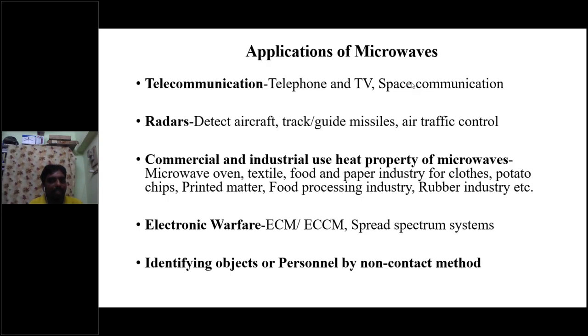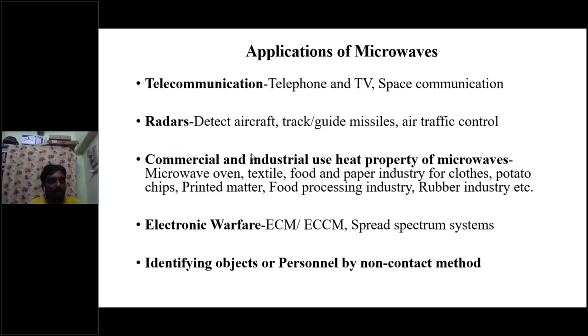And this space communication will take greater than 2 megahertz for ground wave propagation and sky wave propagation, and these are all the cases we are propagated. And next, using for radars: when we are designing one radar in the form of CW radar, FMCW radar, or MTI radar, for all the cases we can detect aircraft, track and guide missiles, and air traffic control. These are all controlled by using the design of radar operated at microwave frequencies.